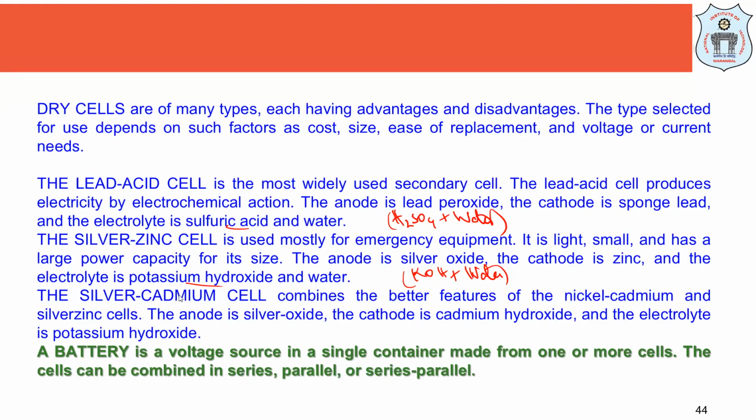And another example is the silver cadmium cell, as the name indicates. It combines the better features of nickel cadmium and silver zinc batteries. The anode here uses silver oxide, the cathode is cadmium hydroxide, and here also KOH is used as the electrolyte.